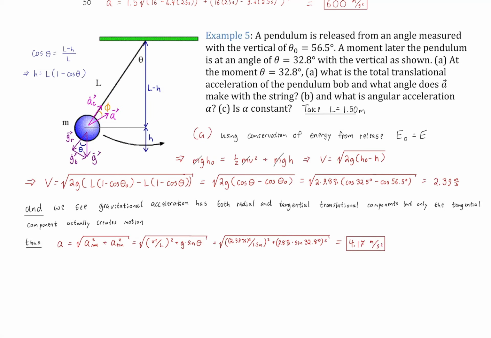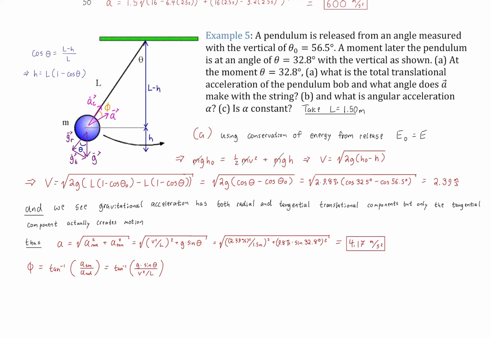And then we find out that our net translational acceleration has a magnitude of 4.17 meters per second squared. That'd be the length of this vector here. All right. And then to find the angle, we're just going to take the tangent inverse of its two components, the tangential and radial component. The tangential is over here. And this tangential, if I drew it over here, is exactly g sine theta. Okay? And again, notice g_r doesn't show up. That g_r is not creating motion.